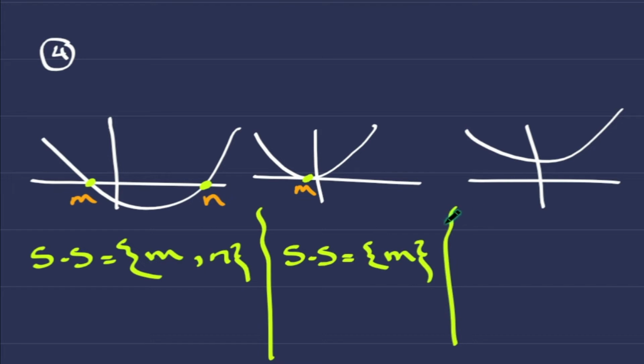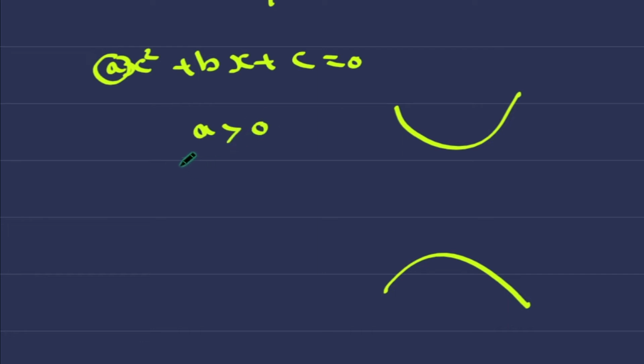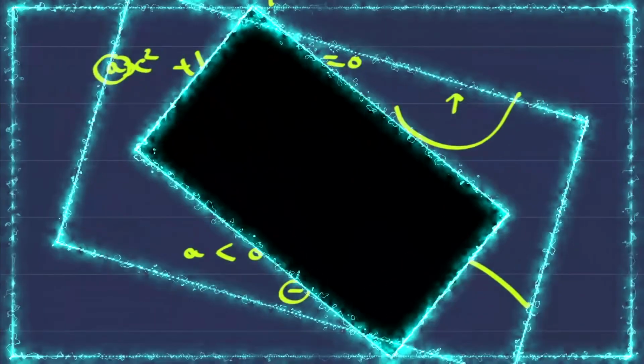And what if the curve doesn't touch or doesn't intersect x-axis at all? So there is no solution. So the solution set is equal to phi. And maybe the curve is going up or going down. It's just a note here. If a is greater than 0, a is the coefficient of x squared, like 1, 2, 3, 4, if a is positive, so the curve will go up. And if a is negative, so the curve is going down.